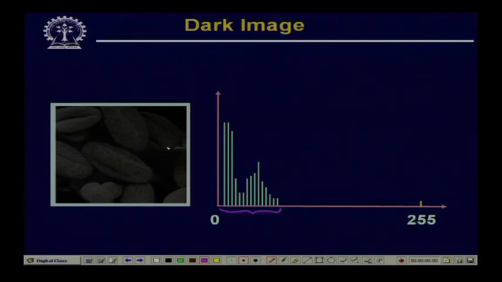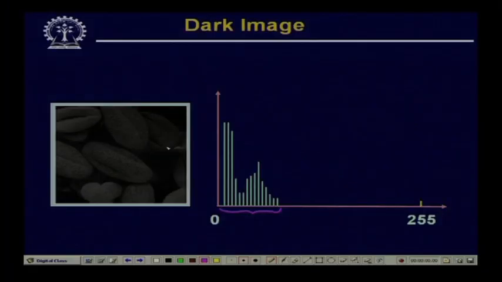Because we are considering all the images which are digitized, and every pixel is digitized using 8 bits, we will have a total of 256 intensity levels, and those 256 intensity levels are represented by intensity values from 0 to 255. And for this particular dark image, you find that most of the pixels have intensity values which are near to 0, and that gives a very, very dark appearance to this image.